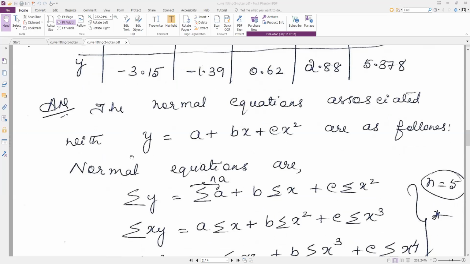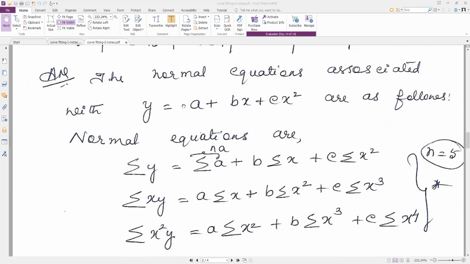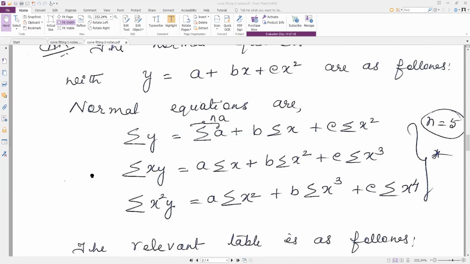So how to write the normal equation? First you need to apply summation on both sides. You will get this, correct? Sigma, n times a. Then multiply throughout by x, you will get the second normal equation. Then again multiply throughout by x, you will get the third normal equation. So these are the three normal equations to calculate the three constants a, b, c.